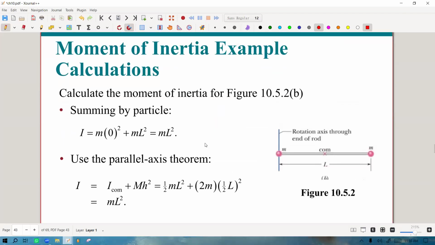Okay, this one is the example. Calculate the inertia for this one, with the rotation axis through the end of the rod. The center of mass is at half. So for this one, m0 squared plus m L squared. This is the parallel axis theorem: 1 over 12 m L squared plus m times half L squared. So it becomes 1 over 3 m L squared.